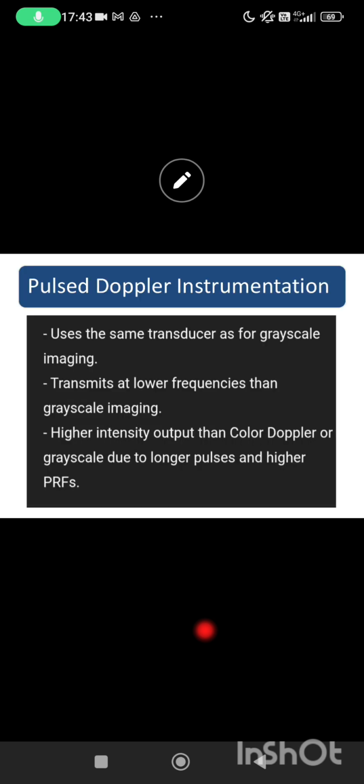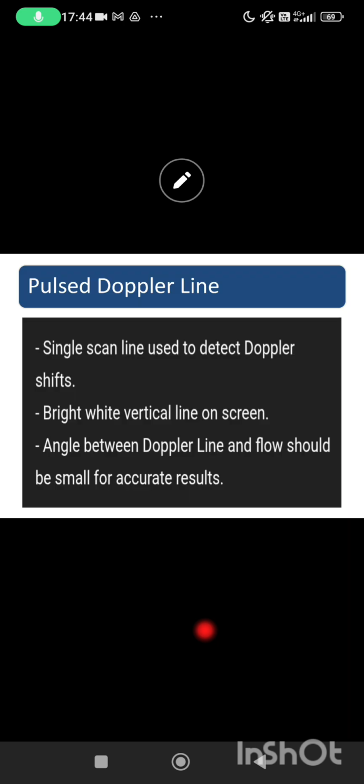Okay, very good. Dr. Awadia, can you please now repeat what's written in this slide? Yes. Both Doppler instrumentation use the same transducer as for grayscale imaging. Transmit at lower frequency than grayscale imaging, higher intensity output than color Doppler or grayscale due to longer pulse and higher PRF. Okay, very good.